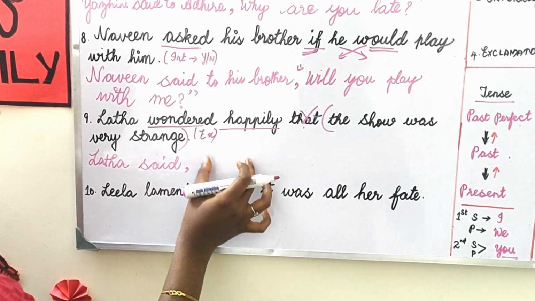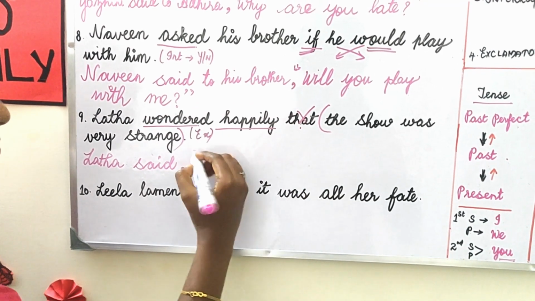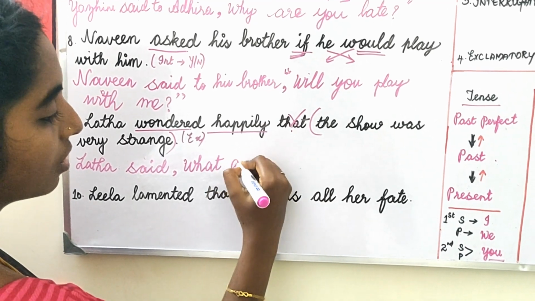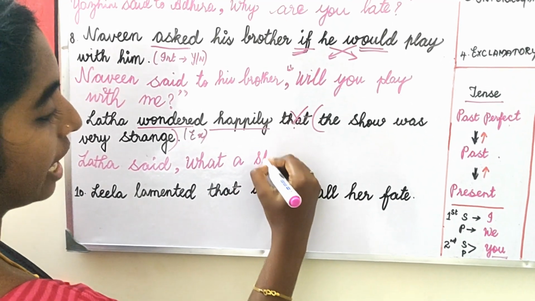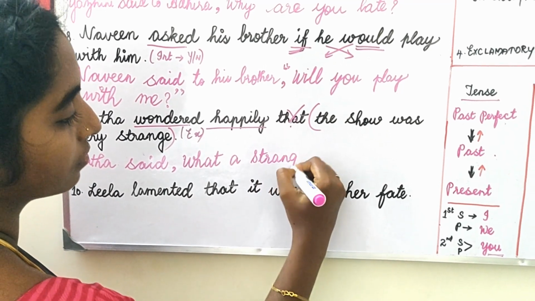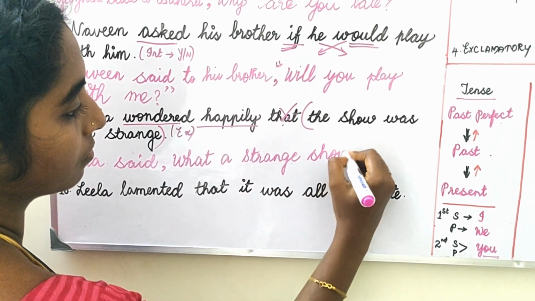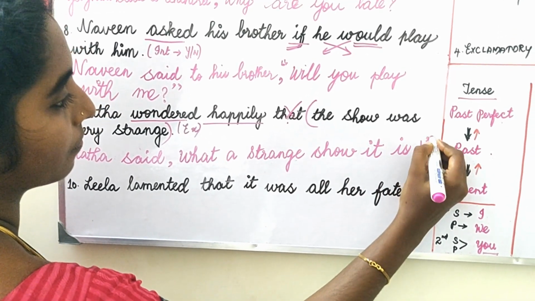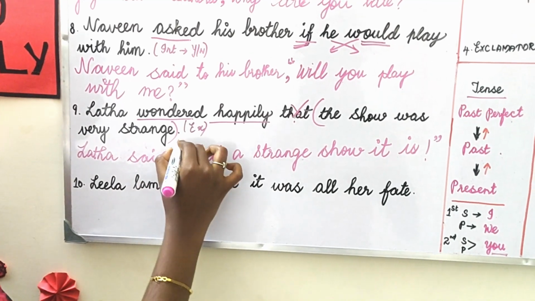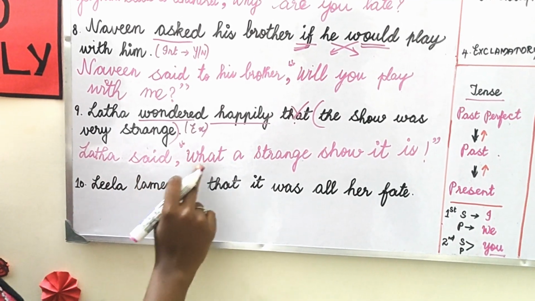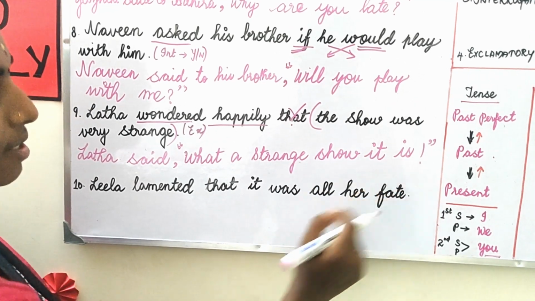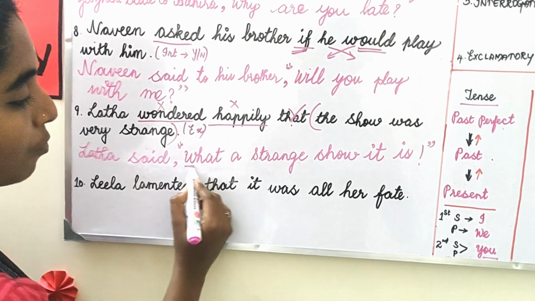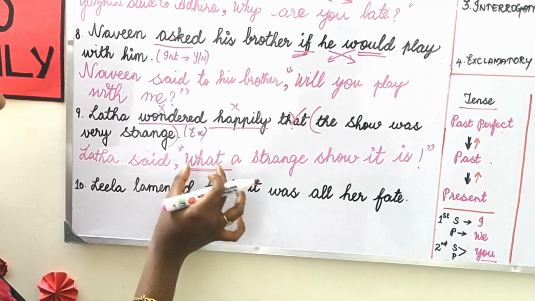Happy sentence. So what you have to add? So I am adding what a strange show it is. See, Lata said, what a strange show it is. So these words like wondered, happily I have removed, and I have added what? What? It's an exclamatory expression.